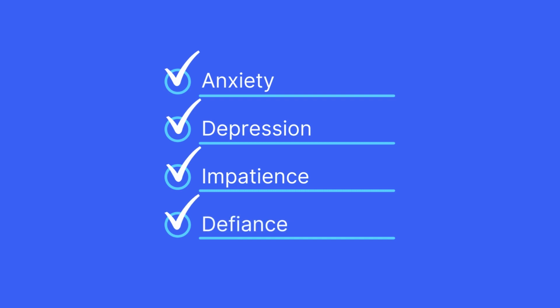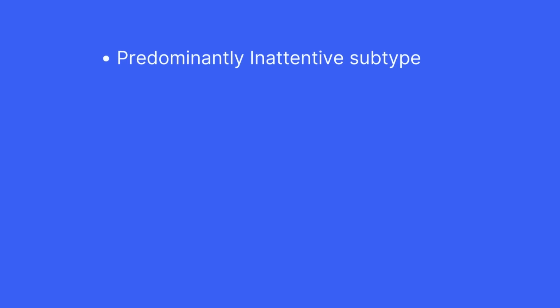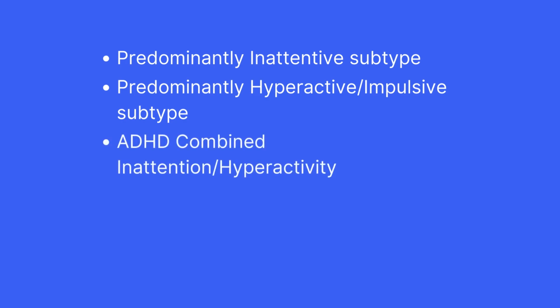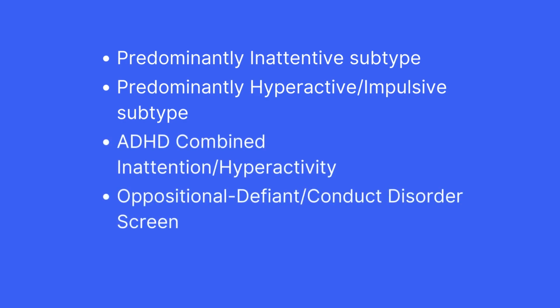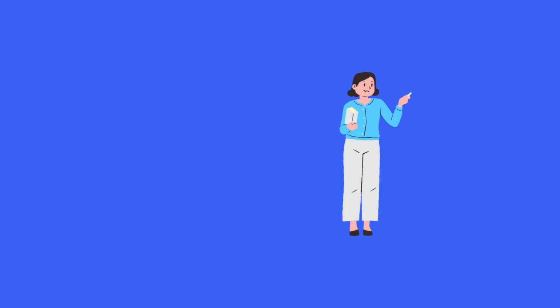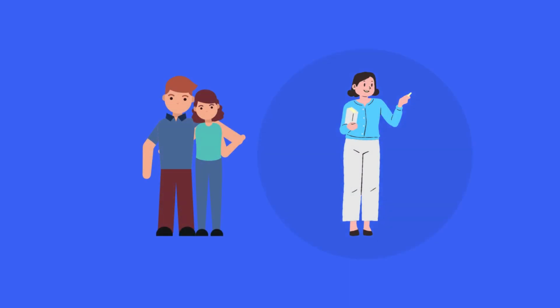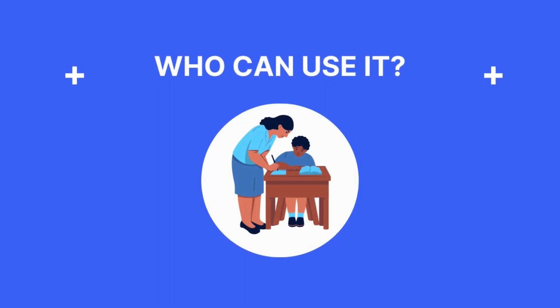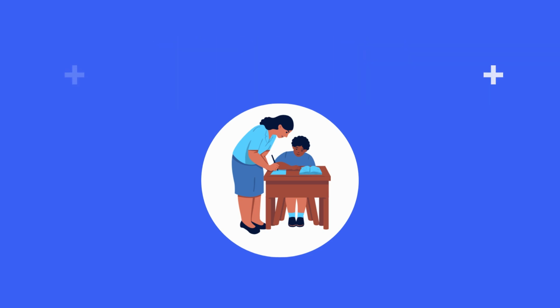The scale has a questionnaire with items related to possible anxiety, depression, impatience, defiance, and more. Specifically, it covers the dimensions of predominantly inattentive subtype, predominantly hyperactive and impulsive subtype, ADHD combined inattention and hyperactivity, oppositional defiant conduct disorder screen, as well as anxiety and depression. It comes in two versions, one for teachers and one for parents, with this focusing on the assessment administered by teachers. As a result, it is commonly used by teachers across schools, including social workers.